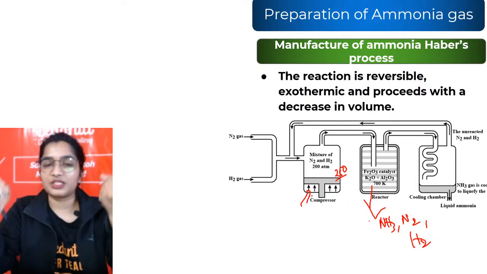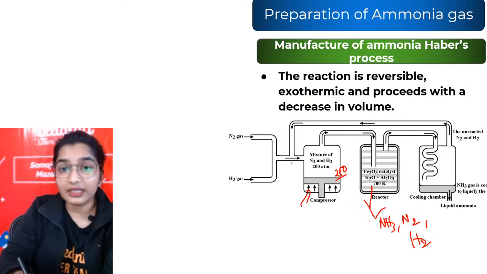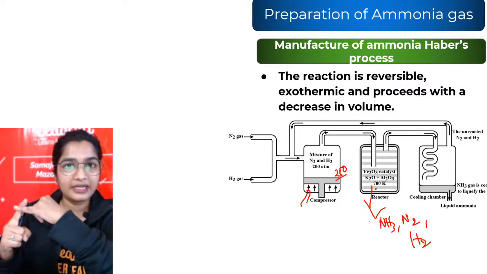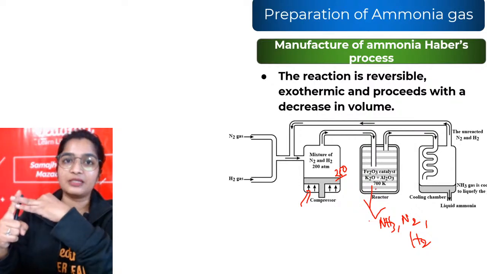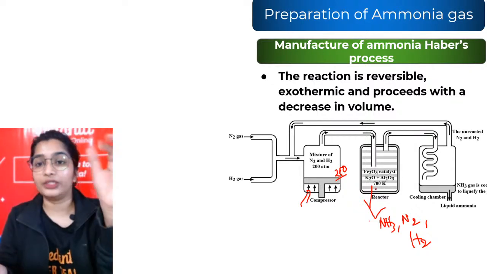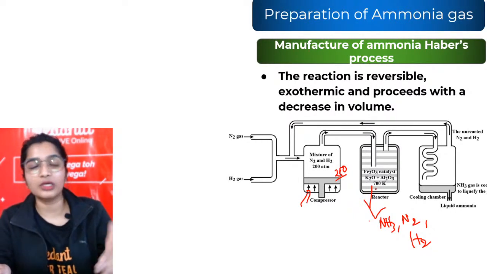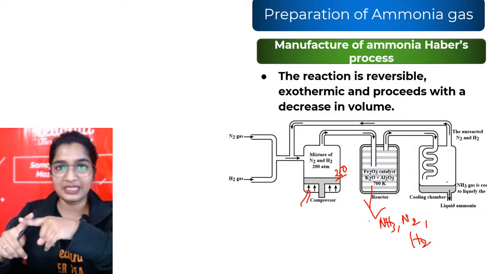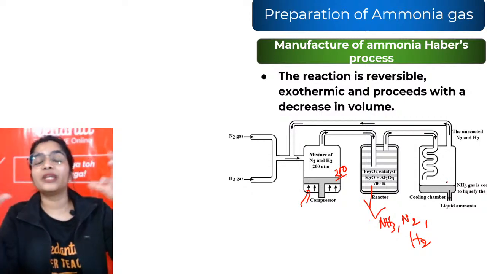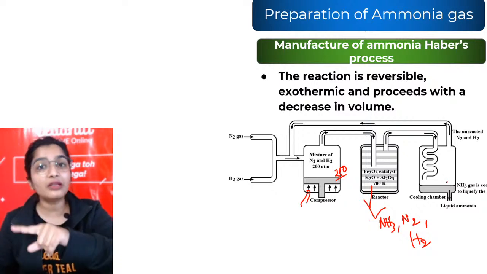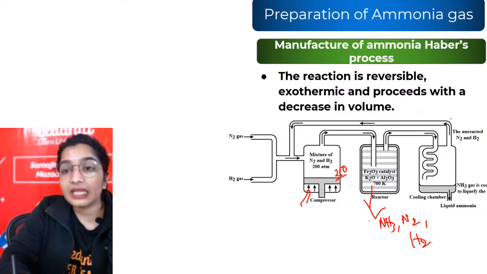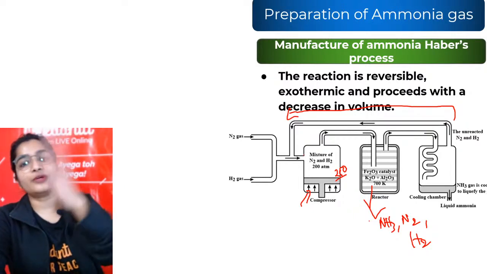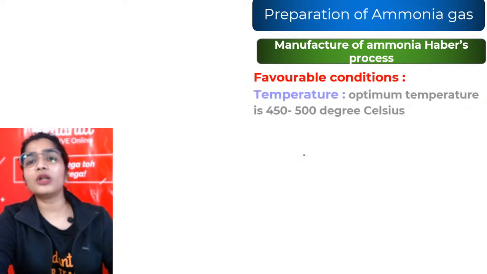So the atoms must be colliding with each other, and then it will be sent to the catalytic reactor, where there is finely ground iron and molybdenum as a promoter, or you can take Al2O3. What the roles of the catalyst and promoter are, I'll explain. Then it will be sent to the cooling chamber or condensation chamber, where ammonia will be condensed, but the unreacted nitrogen and hydrogen will be sent back to the compression chamber for the formation of ammonia again.